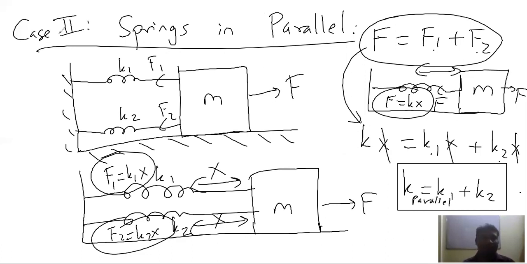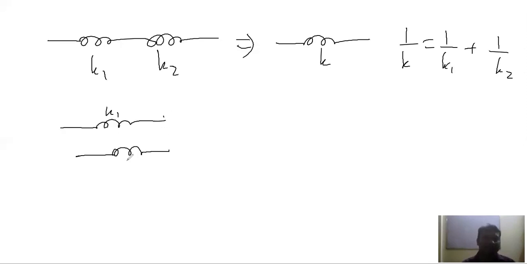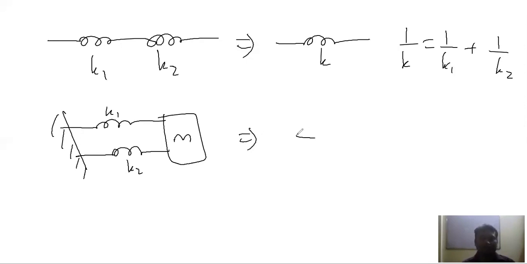So to summarize, if we have two springs in series, then its equivalent spring constant K is given by the expression 1 upon K is 1 upon K1 plus 1 upon K2. And if we have two springs which are connected in parallel, K1 and K2, then in that case, we will have equivalent spring K. It will be K is equal to K1 plus K2.